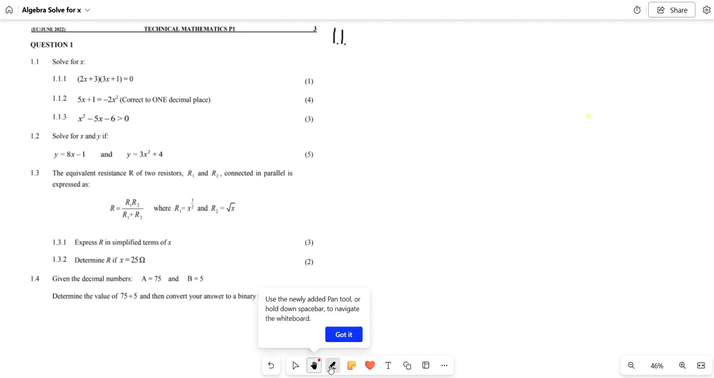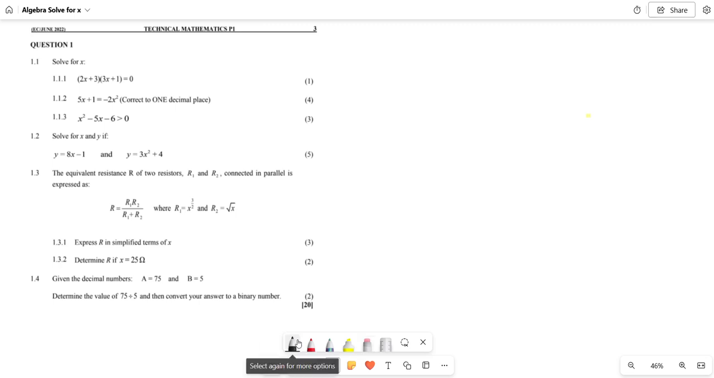Then we are going to indulge this question so that we are able to clear it out. Then 1.3.1. In 1.3.1, it says express R, here it's R, in simplified terms of x. What does this question say?